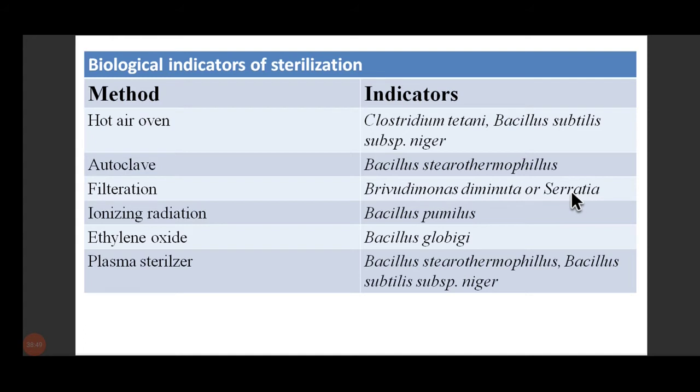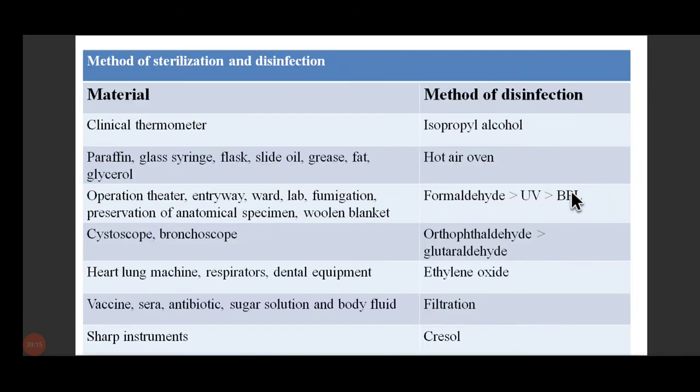We also studied the biological methods of indicating whether your sterilization process is going okay or not. For the hot air oven, we studied Clostridium tetani. Autoclave, we studied Bacillus stearothermophilus. For filtration, we use Serratia or Brevundimonas. In the case of ionizing radiation, we use Bacillus pumilus. In ethylene oxide sterilizers, we use Bacillus globigii. In your plasma sterilizer, we use again Bacillus stearothermophilus.